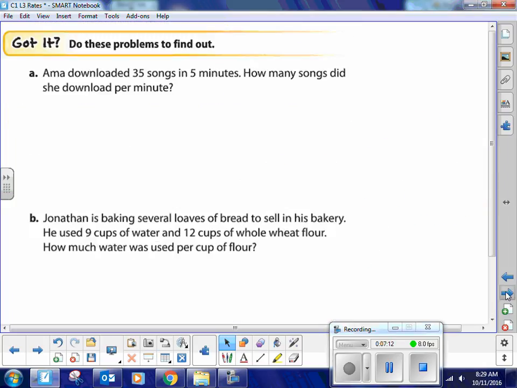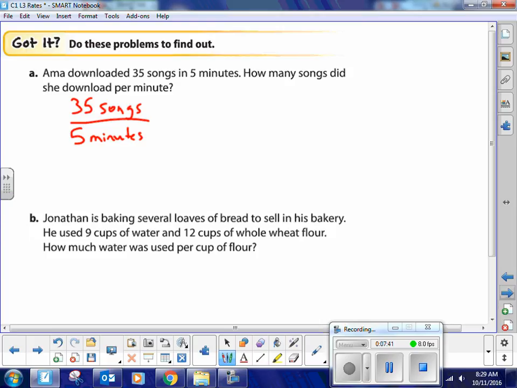Okay. Let's do these problems. Emma downloaded 35 songs in 5 minutes. How many songs did she download per minute? Okay, so we're looking for 35 songs in 5 minutes.